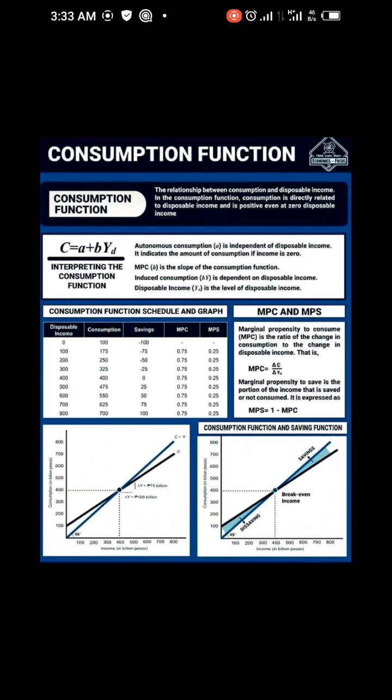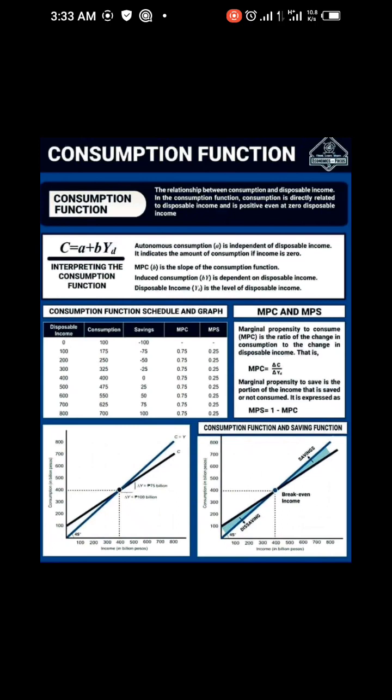While the MPS is the opposite of MPC. MPS simply means marginal propensity to save. Marginal propensity to save is that when there's an extra increase in income, the individual will tend to save that extra income rather than consume it. I think that is the major difference between MPC and MPS.